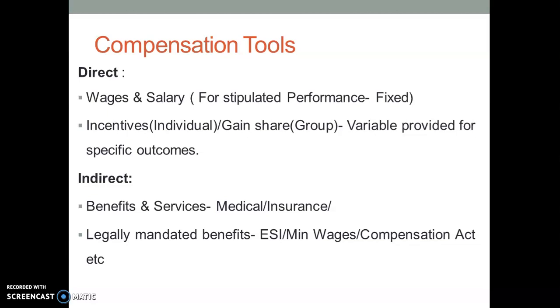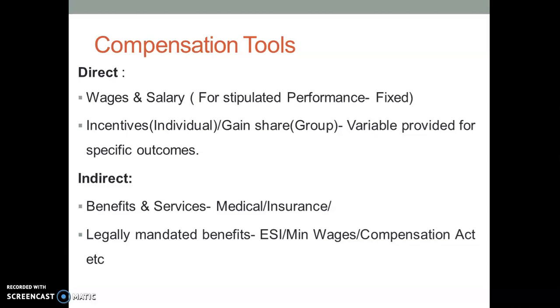There is the Minimum Wages Act, which ensures that there is no kind of exploitation of individuals. They must be given a salary which is decided by the central government and then the state government. Whichever salary package is higher will be provided to the individual. So that is under the legal and mandatory benefits.